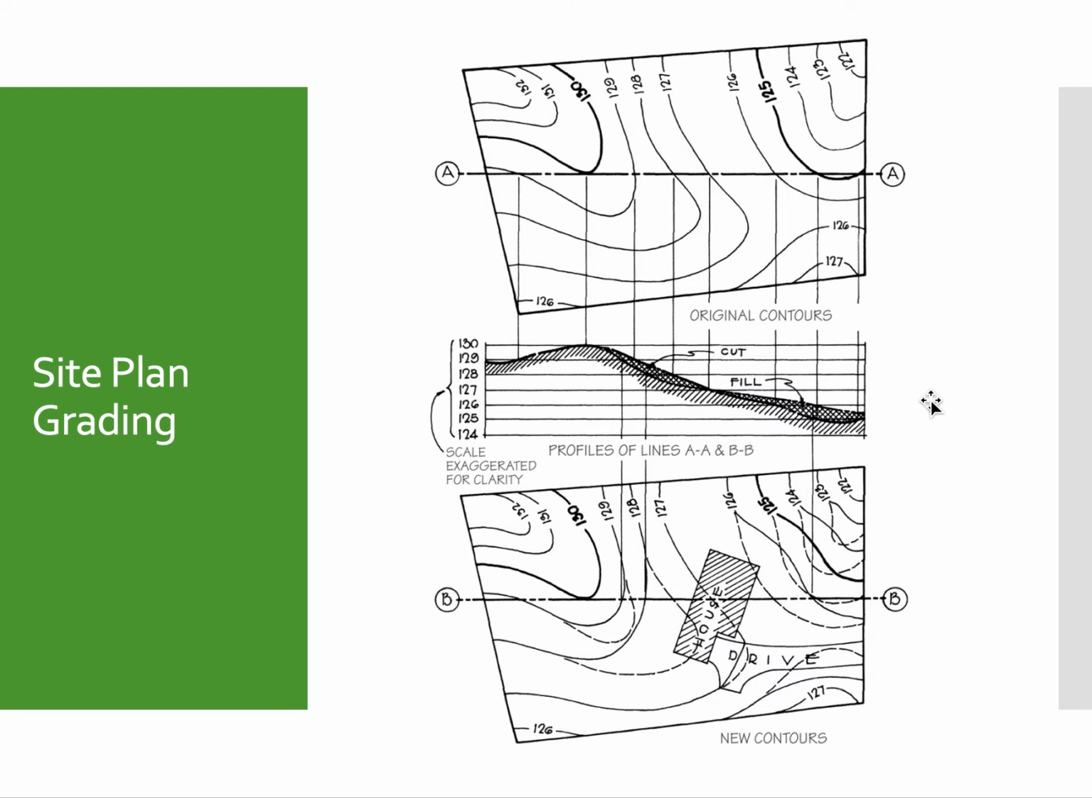And this is just kind of showing you in 2D what I just showed you in 3D with, here's the original site. These are the contours. The numbers correspond to how high above sea level they are. And this is showing what they look like in elevation. And you can see, here's the 124, 125. They bolded the 5-foot increments.